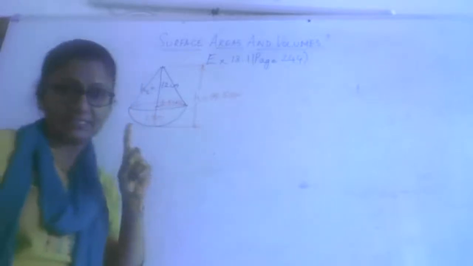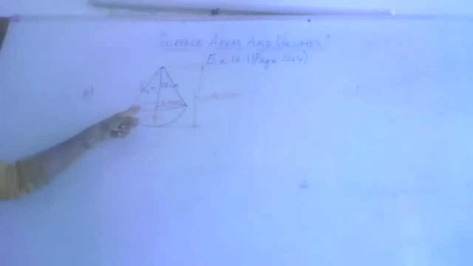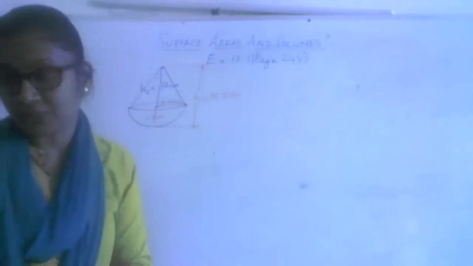For the hemisphere, the only dimension is the radius. But when you come to the cone, you will have the radius and you should have the height also. Maybe you will require the slant height depending on what is asked. So what is asked? Find the total surface area of the toy.